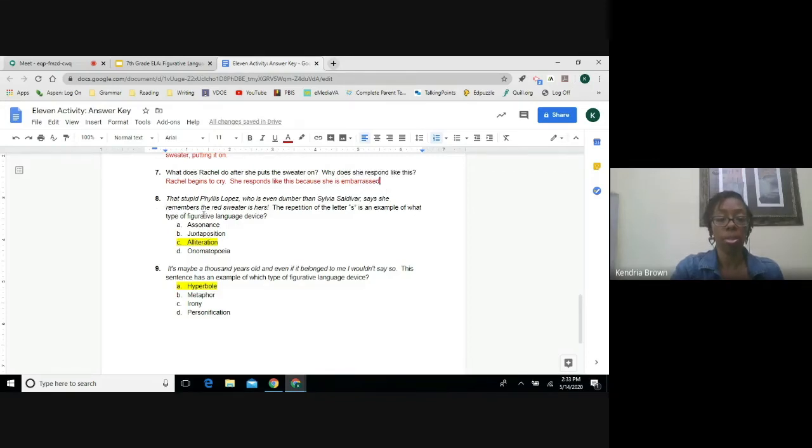Number 8, "that stupid Phyllis Lopez, who is even dumber than Sylvia Saldivar, said that she remembers the red sweater is hers." So the repetition of the letter S is an example of alliteration. There's also the repetition of R because you have "remember" and "red," but S is prevalent because you have Sylvia, Saldivar, says, she, sweater. They all make the S sound.